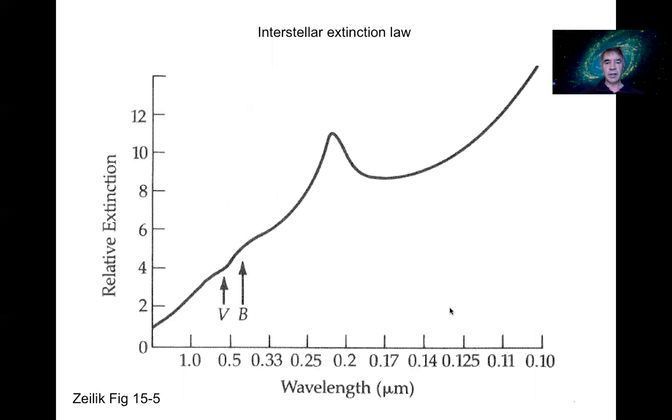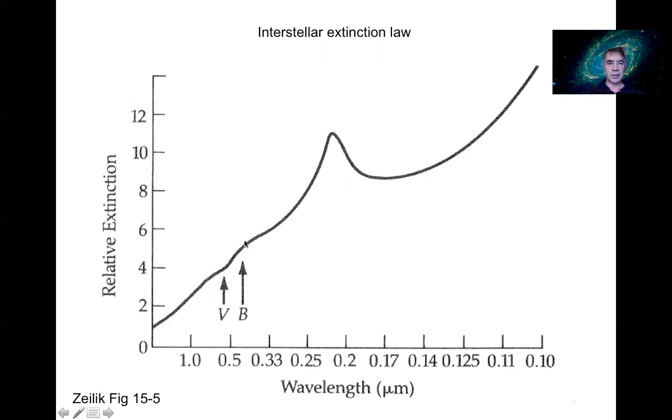So here's an example graph of this so-called extinction law. As you can see, it's just a purely empirical curve that's derived from observations. So it's not a law at all, but it gives you the idea. This is the relative extinction. It's plotted in a kind of unusual way. It's got wavelength on here, but it's kind of going backwards, so V and B are the other way around here.